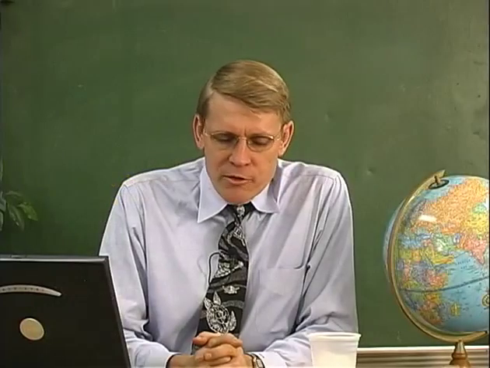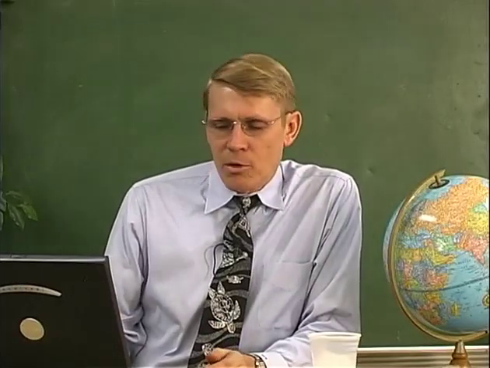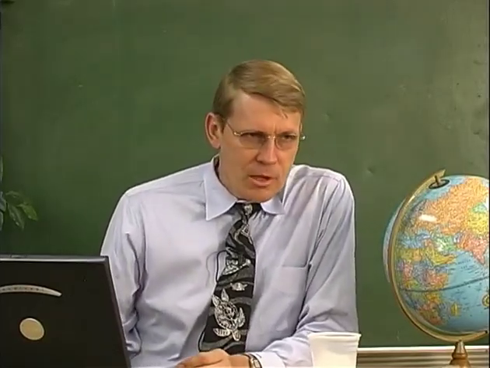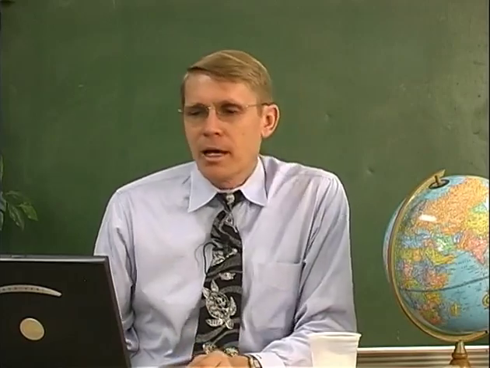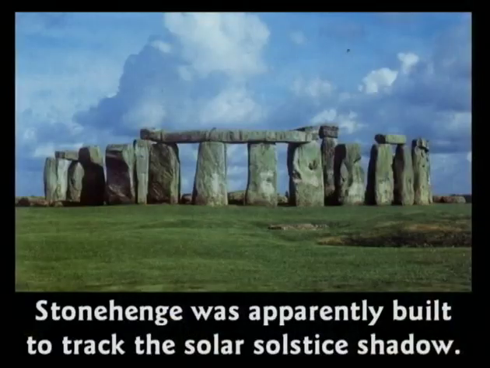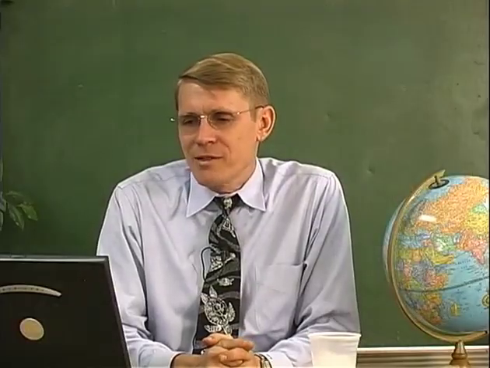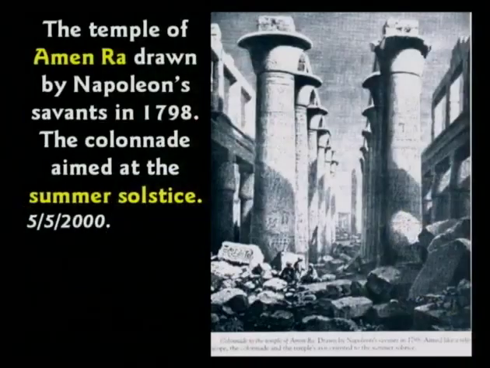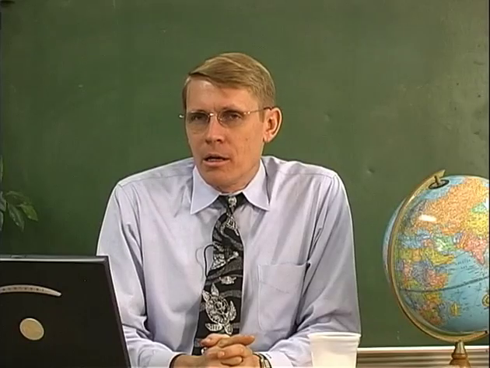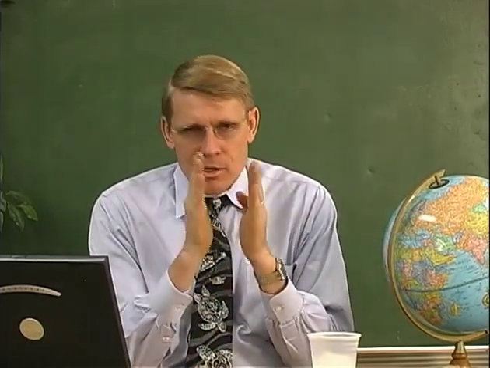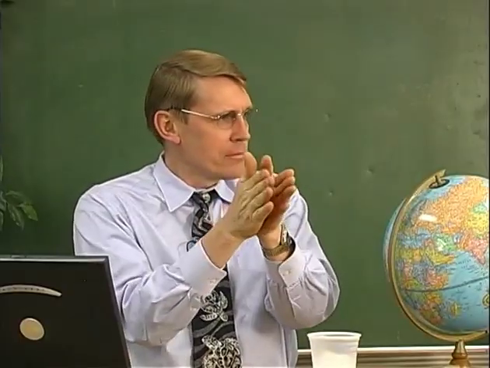There are numerous different bits of evidence that tell us the earth has wobbled. For instance, Stonehenge, the rocks piled up there in England, and the temple Amun-Ra, Napoleon's savants drew this picture in 1798. I think it's been quite a bit more destroyed since then. They indicate that they built this thing so that the pillars would line up on June 21st with the sun.